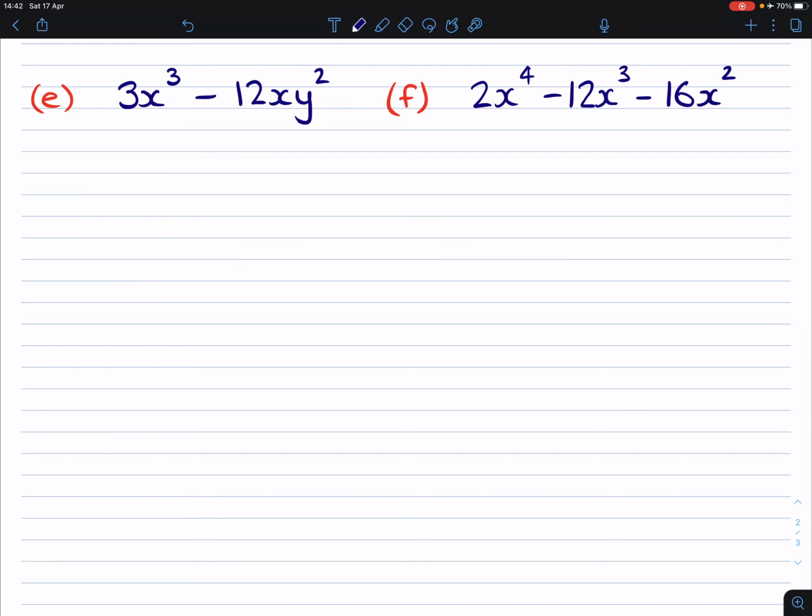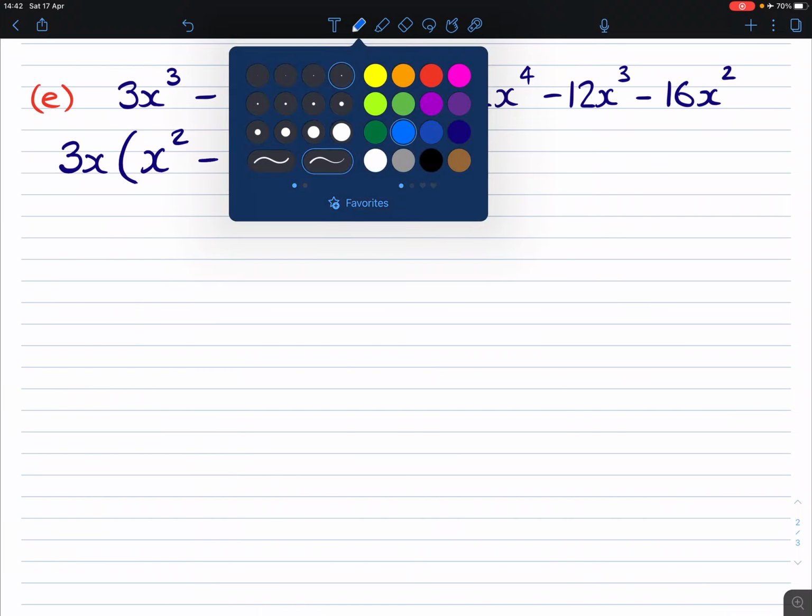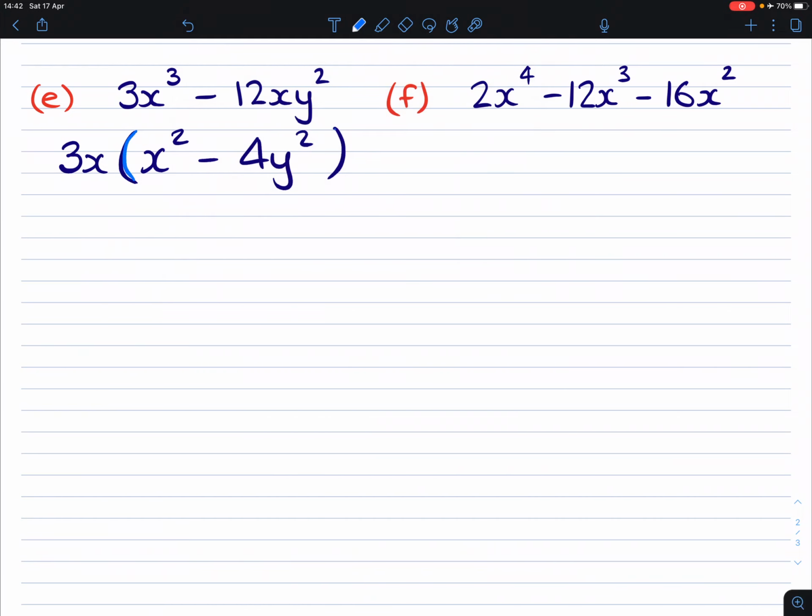Part E. Both of these terms can be divided by 3. Both of these terms can be divided by an x, meaning 3x is what comes out as the highest common factor. First step of factorizing. We'll be left with x squared, and we'll be left with a 4y squared there. What's inside this bracket can be factorized even more, because we have 2 terms with a nice square root each and a take away sum in between. So we have a difference of 2 squares here.